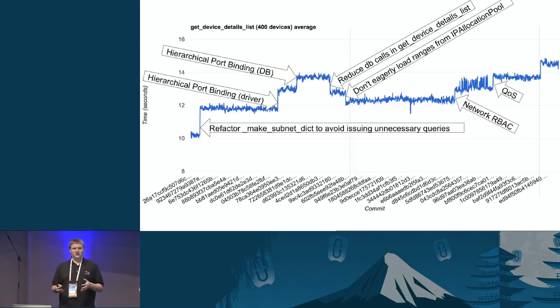Quality of service, because it added more information that the agents need, resulted in another bump up, another second that it takes to fulfill. This call is to retrieve 400 devices. And the last one was another one to improve the performance of an RBAC query that ended up impacting this one. That one went in right after the Liberty release. So Liberty released with another 20% regression on this particular RPC call.